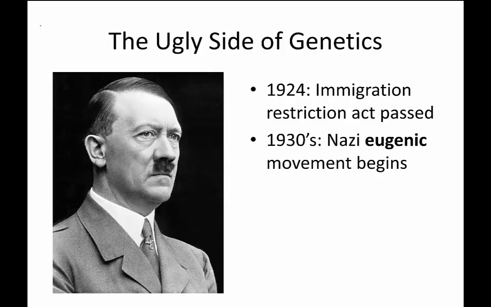This was followed up in the 1930s by the Nazis' eugenic movement. The most basic definition of eugenics is the selective breeding of humans to make them more superior or to make them a stronger race.